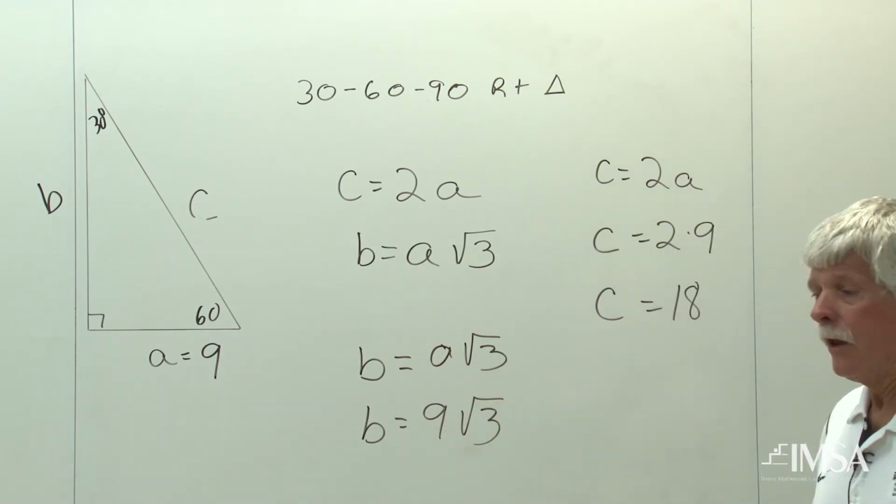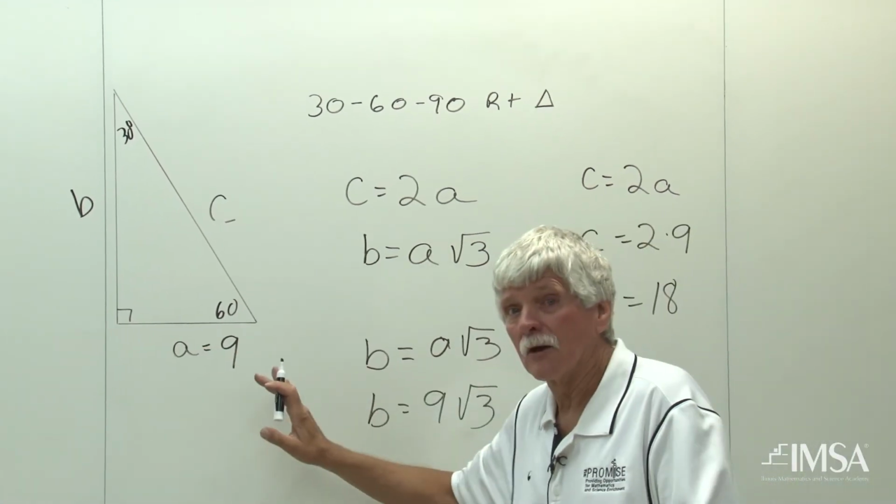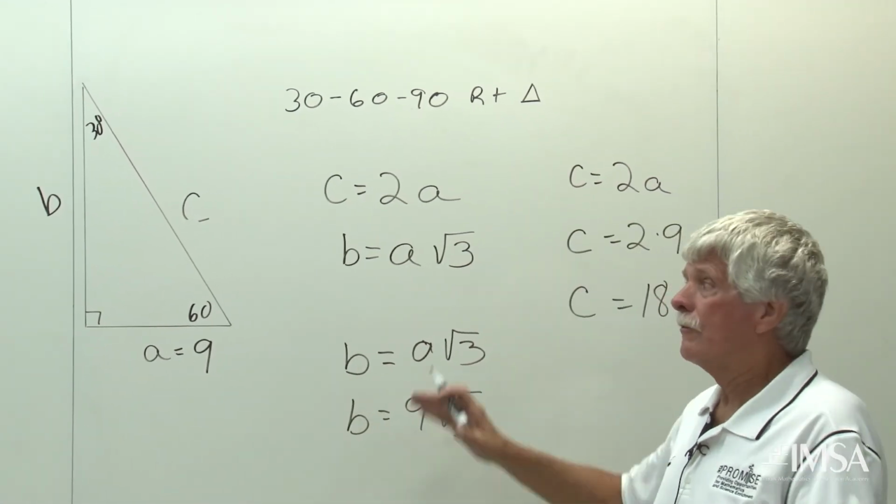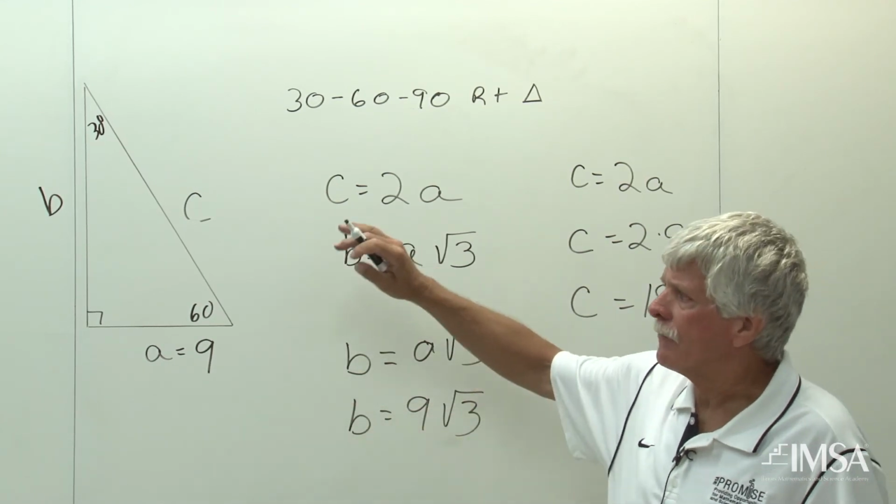And we're done. So these right triangles are special. They have those numeric relationships. They often show up on tests. So have some fun with these.